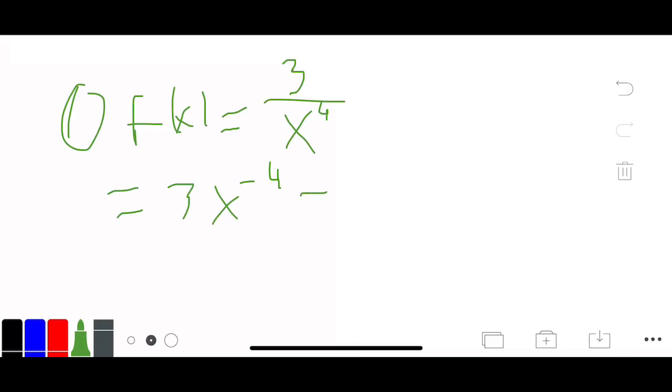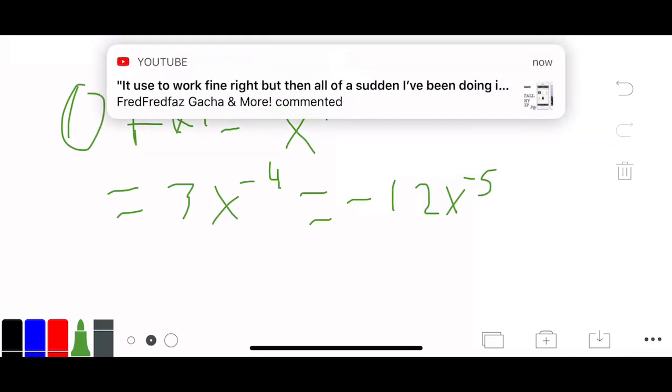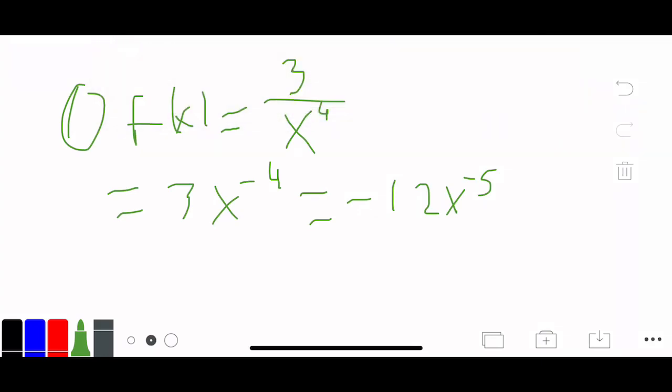And then once you get that, you want to get -12x to the -5. It makes sense when you watch my other video, but you should probably watch this one first and then the other one, so you know how to rewrite it, then find the derivative of it. Basically, you have -4, you times that by 3, which gives you -12. And from the -4 on top, you just subtract 1 from that. If it's +4, this would be a 3. Since it's negative, a negative minus 1 is -5.